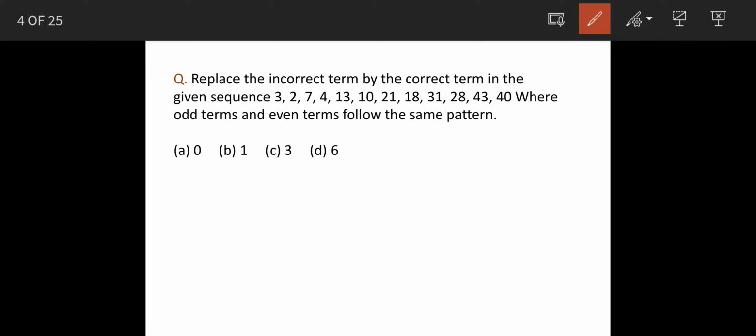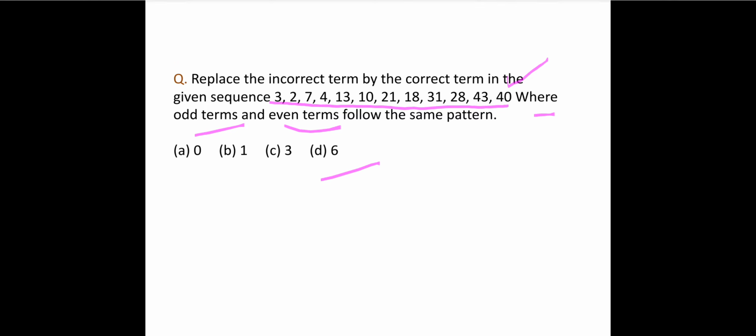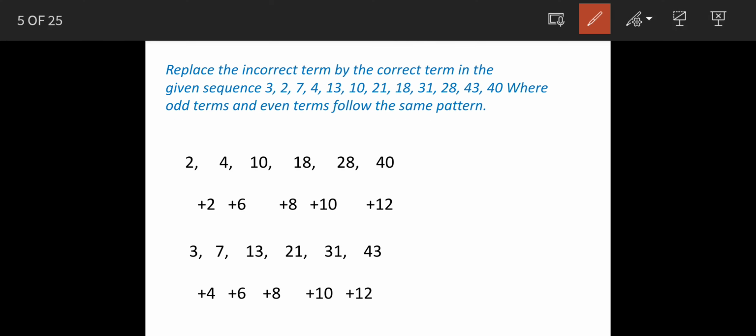We have to replace the incorrect term in this series with the correct term, and a hint is given that the odd terms and even terms follow the same pattern. That means there are two sequences here. These are the options. So we'll separate out the even sequence and odd sequence.